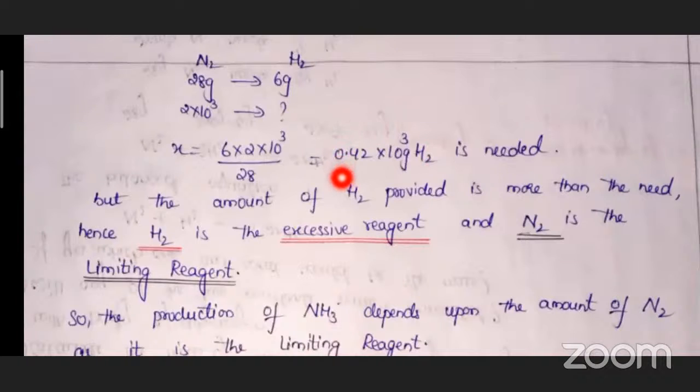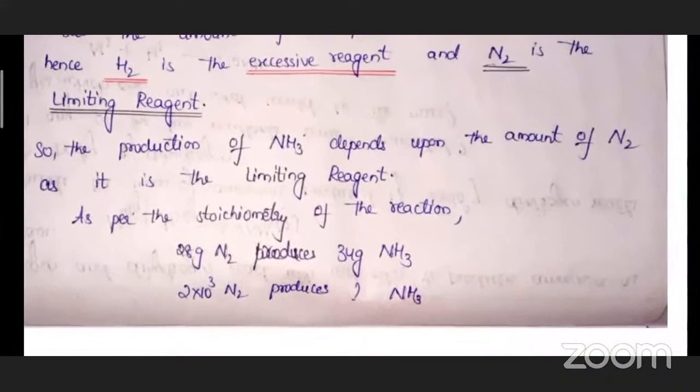But how much is required? 0.42 into 10 to the power of 3 is required. So here hydrogen is the excessive reagent, because it is provided more than the required quantity. The amount of hydrogen provided is more than the need. Hence, hydrogen is the excessive reagent and nitrogen is the limiting reagent. So we have come to know which is excessive and which is limiting reagent.